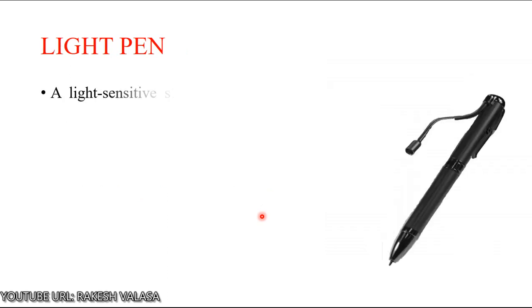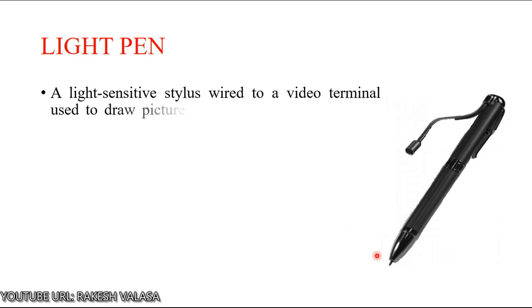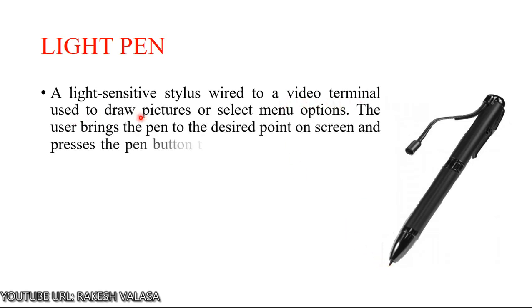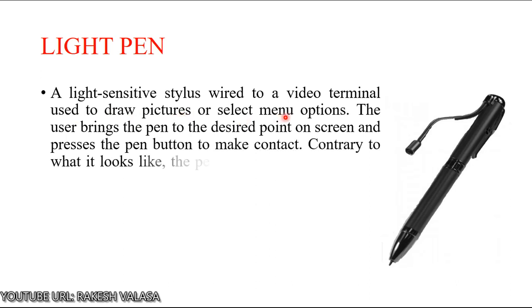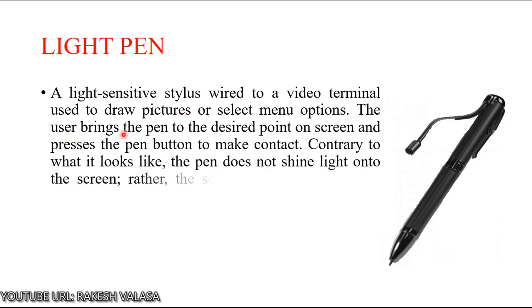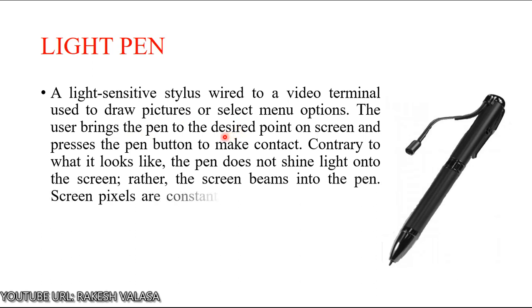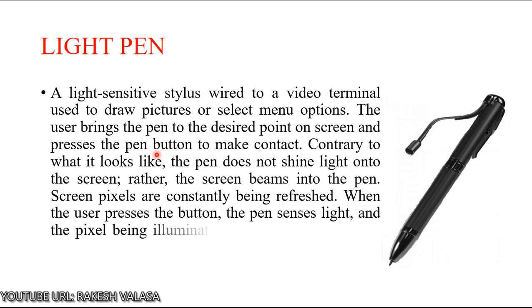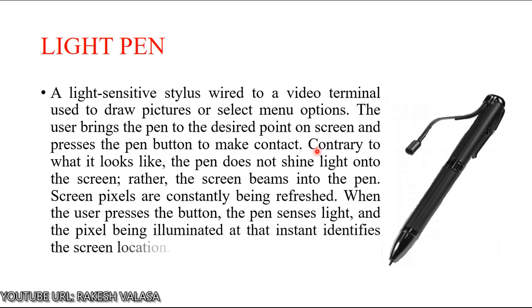Light pen. A light-sensitive stylus wired to a video terminal used to draw pictures or select menu options. The user brings the pen to the desired point on the screen and presses the pen button to make contact. Contrary to what it looks like, the pen does not shine light onto the screen. Rather, the screen beams light into the pen.